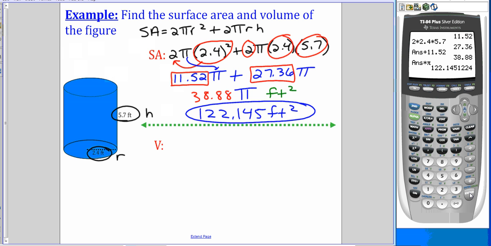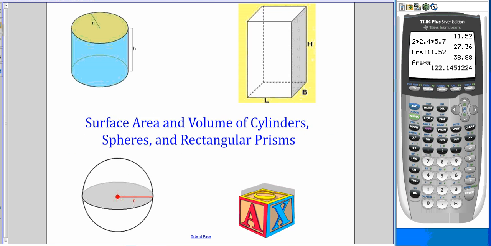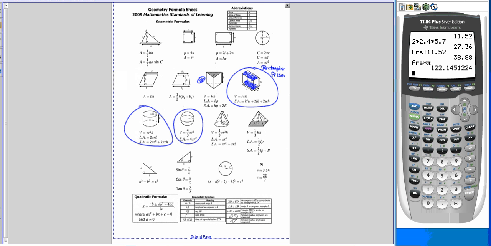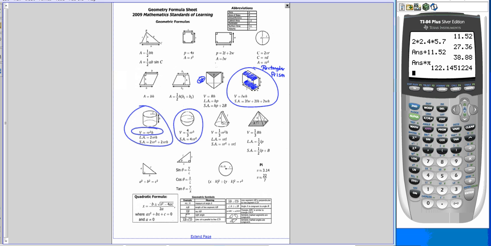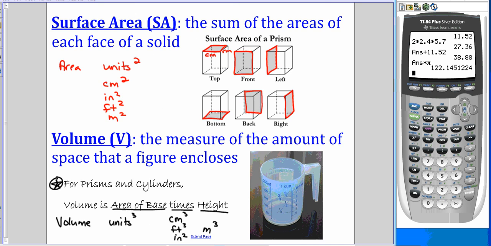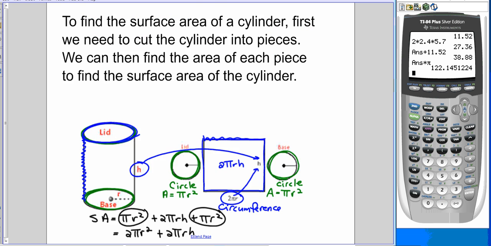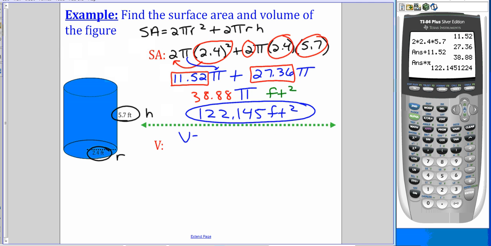So let's find our volume. To find our volume, first thing that I want to do is go back to my formula sheet. I've got volume of a cylinder, and here it is. Volume is pi r squared h. So my volume is going to be pi times 2.4 squared times 5.7.